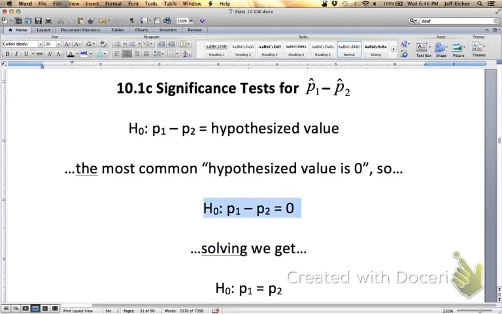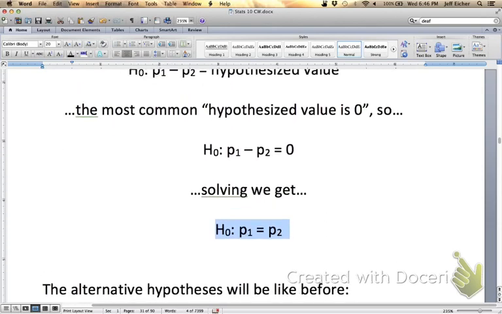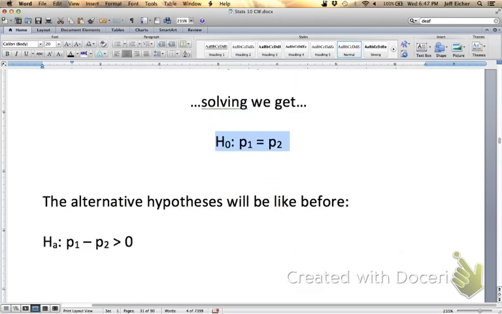I like to use this format. You can also see this format. That's if you solve that equation that I just showed you, add p sub 2 to both sides, then you would get the null hypothesis is that the first proportion should equal the second proportion. And remember, we are looking for evidence against the null hypothesis to see if we can conclude the alternative hypothesis.